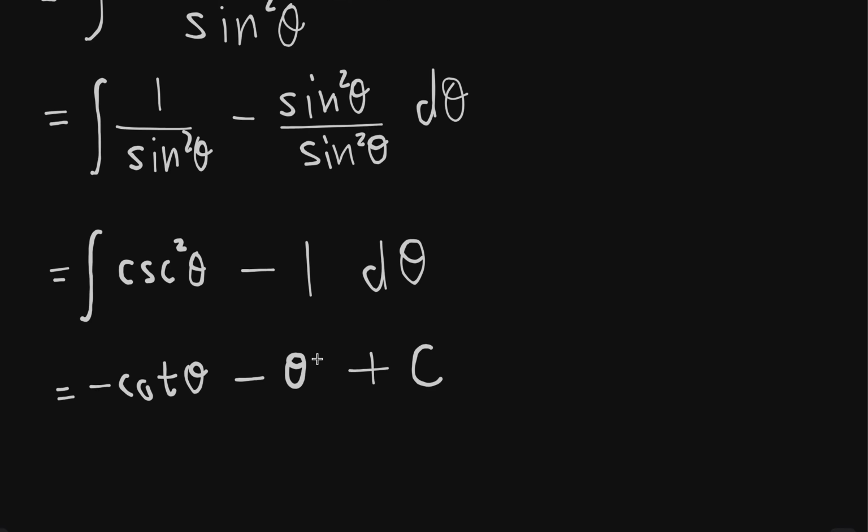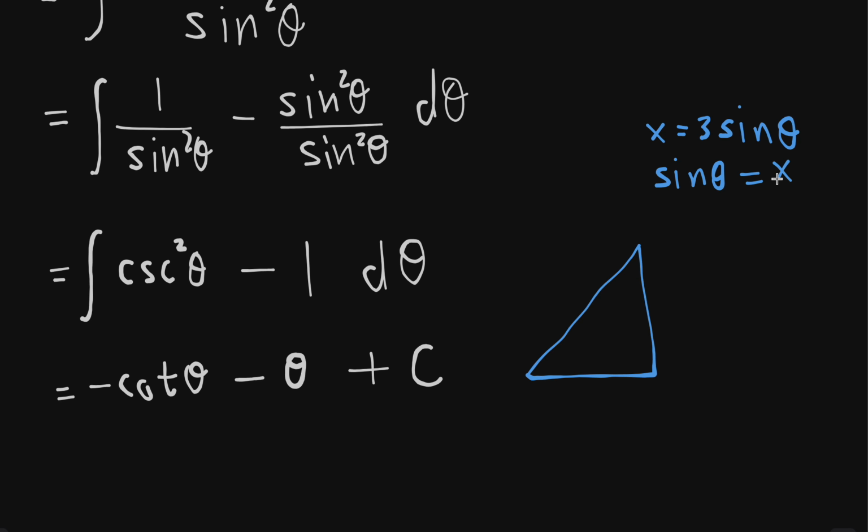So let's do that. Let's draw our triangle right here, and let's put our original substitution here, which was x equals 3 sine of theta. So if you solve for sine of theta, you will get sine of theta equals x over 3. And the reason we do that is because now we can use SOHCAHTOA. This is the SO from SOHCAHTOA.